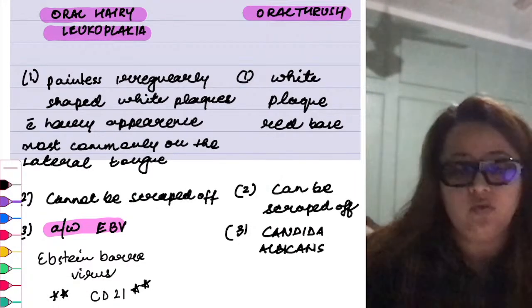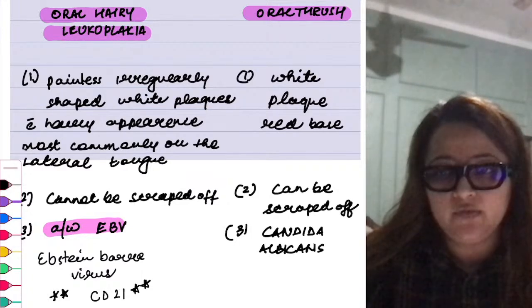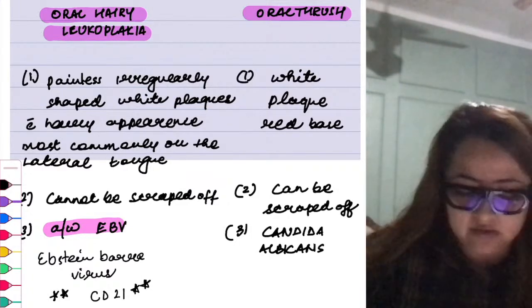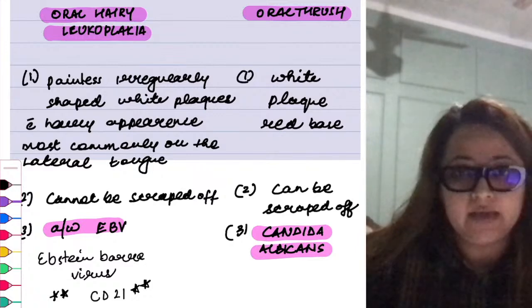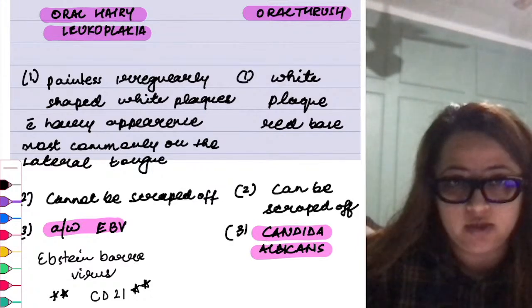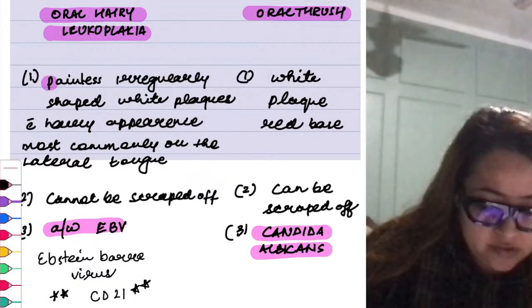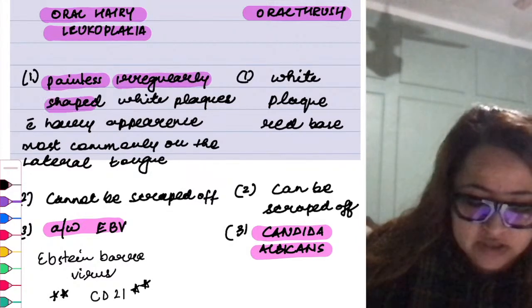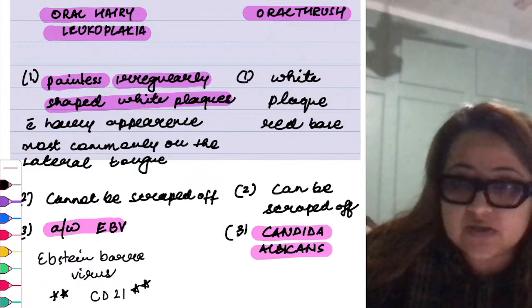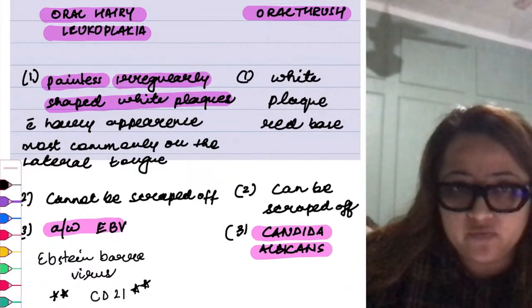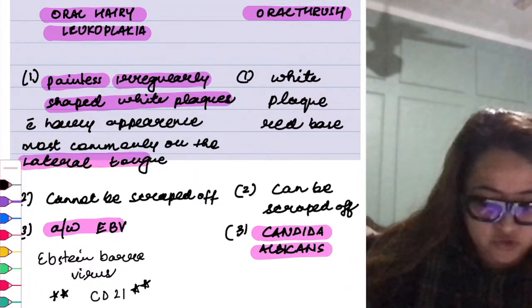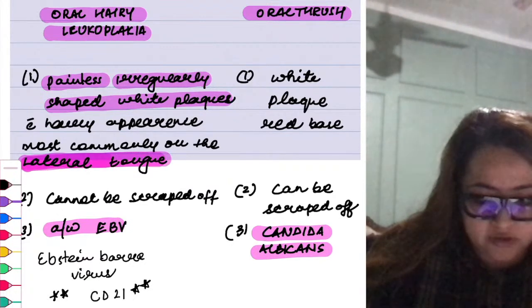When you differentiate, oral hairy leukoplakia is associated with the EBV, whereas the oral thrush is associated with Candida albicans, which is a fungus. Okay, EBV is a virus. Now, oral hairy leukoplakia presents as a painless, irregularly shaped white plaque, which is giving a hairy appearance. Now, what is the very high yield point regarding it? Most commonly, it is present on the lateral surface of the tongue.